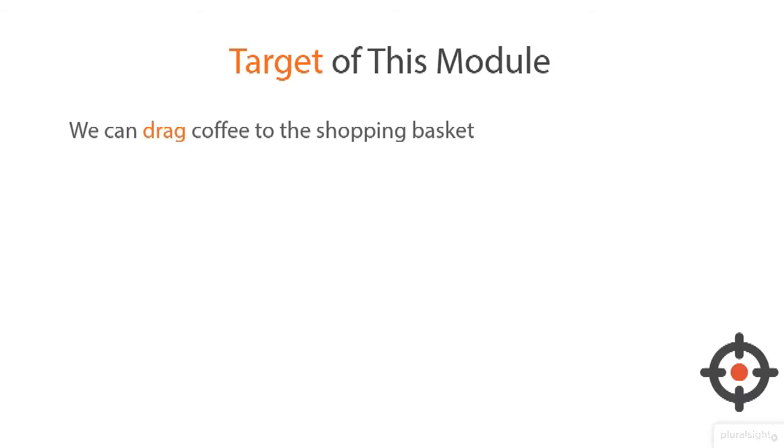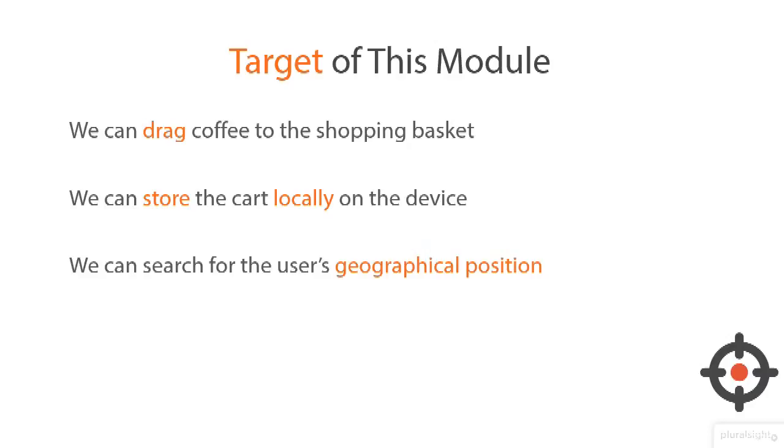We'll have added the ability to drag products to the shopping cart. When the user logs off, he doesn't lose the contents of the cart. Instead, we'll have it saved locally on the system. Finally, the user will also be able to figure out how to drive to the physical Joe's Coffee store, since we find his current location using the new geolocation API. Lots of cool stuff, I think. Let's get started.